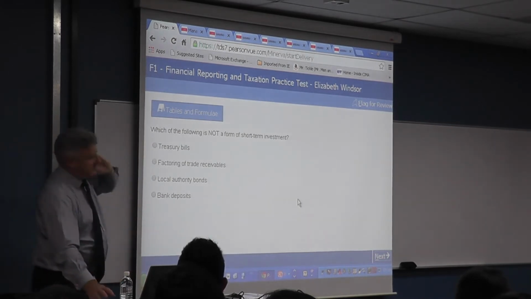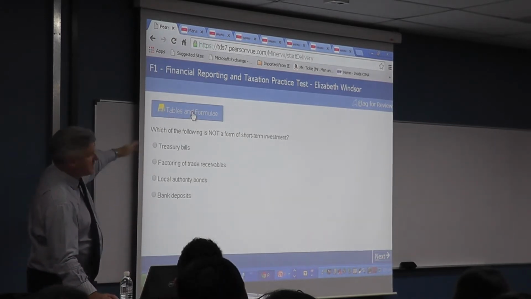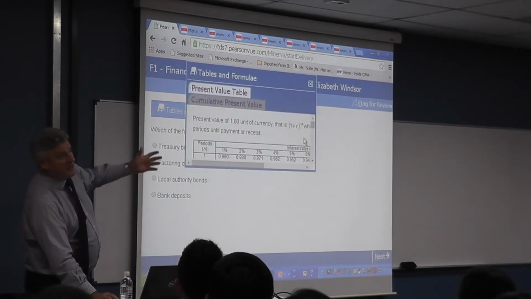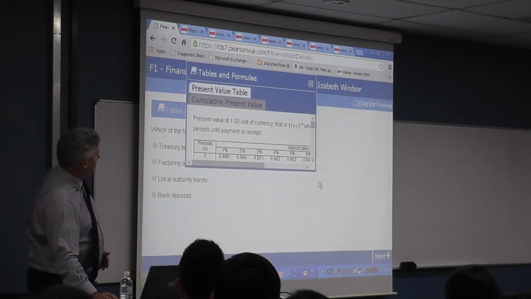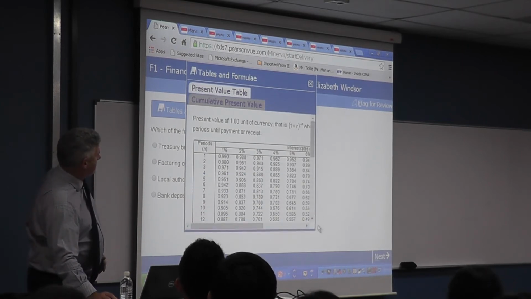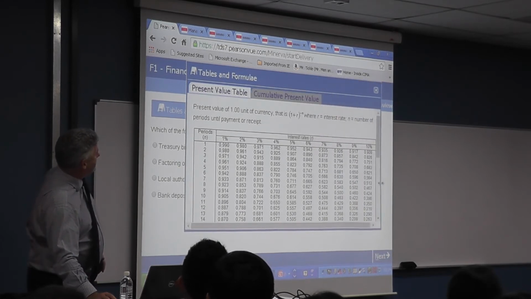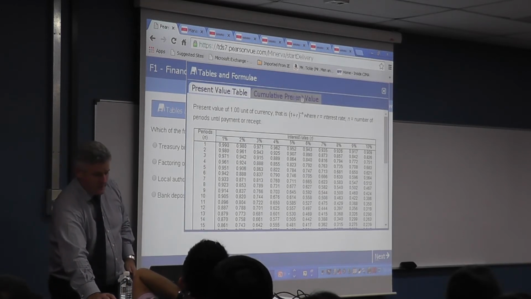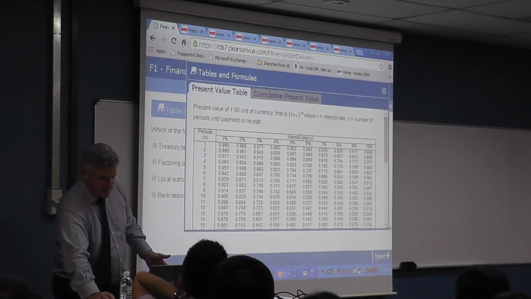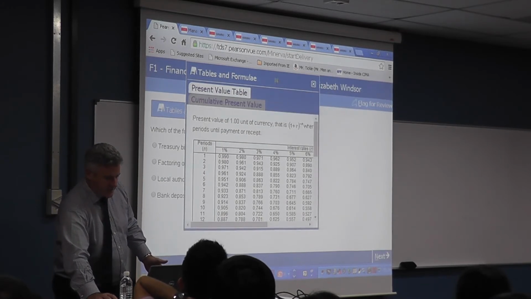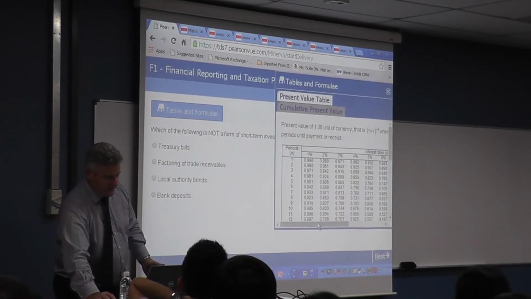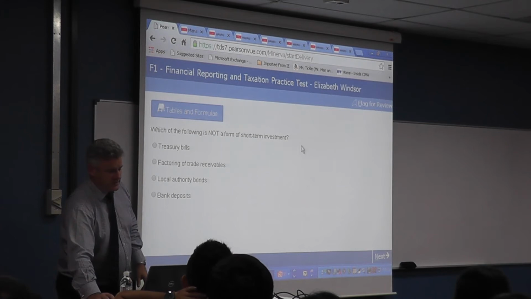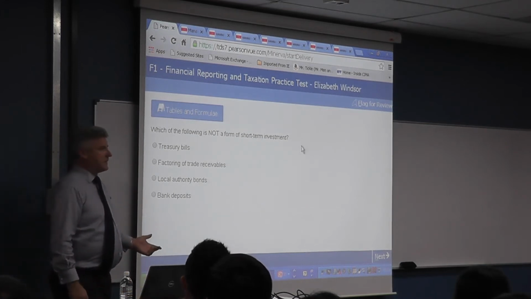The other thing that we've got here, just to show how a pop-out works, I don't need it for this question, but in papers there will be tables and formulae that you might be using. So in F1, you might find yourself using the present value factors or cumulative present value factors. If you needed them, they would pop out. As I've just done, you can size them so that you can keep it beside the question and scroll around, find the numbers you want, click the X when you don't need it anymore, and back to your question. All right?